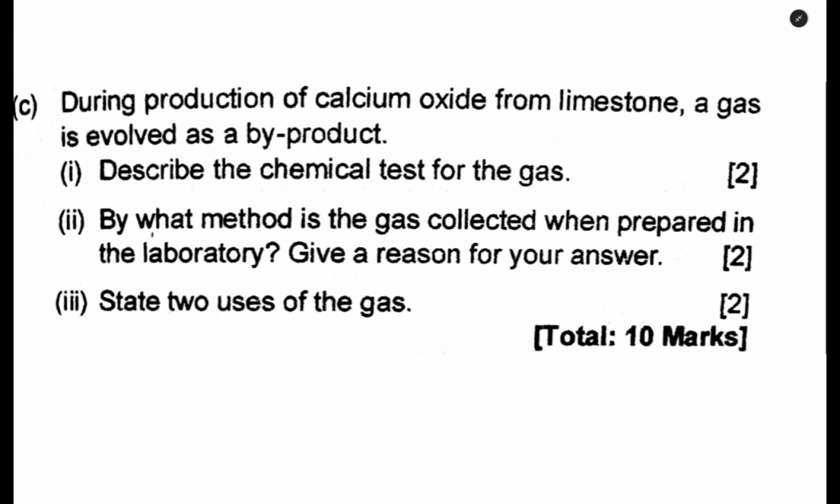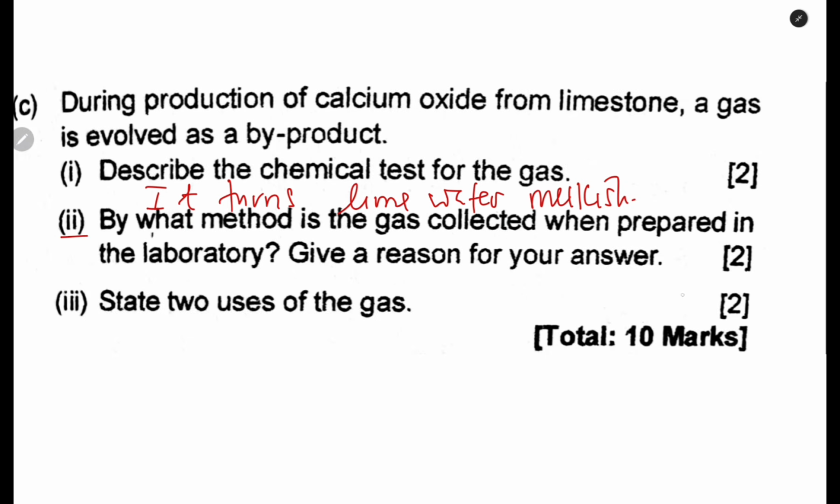So the chemical test for carbon dioxide is that it turns lime water milky. Okay, so when the gas is bubbled through lime water, it turns lime water milky. So you can start from there. When the gas is bubbled through lime water, it turns lime water milky.